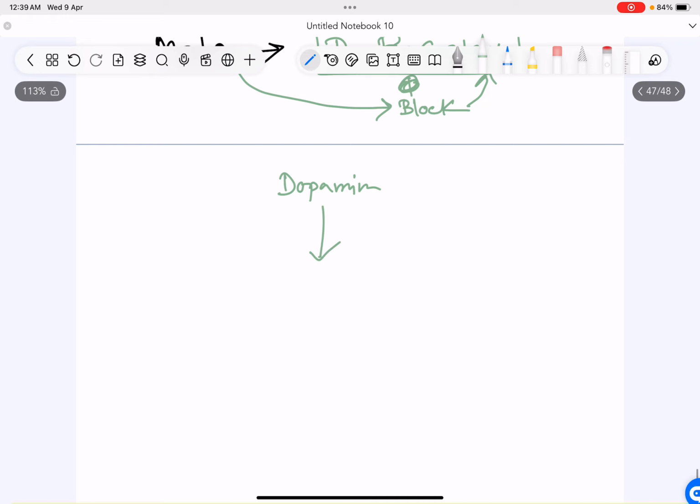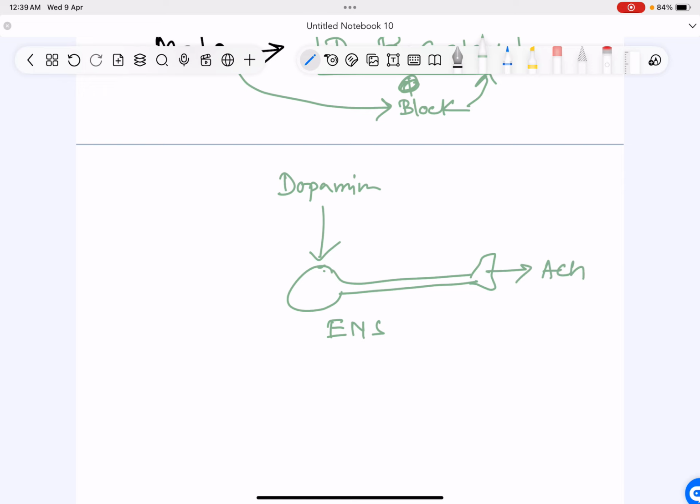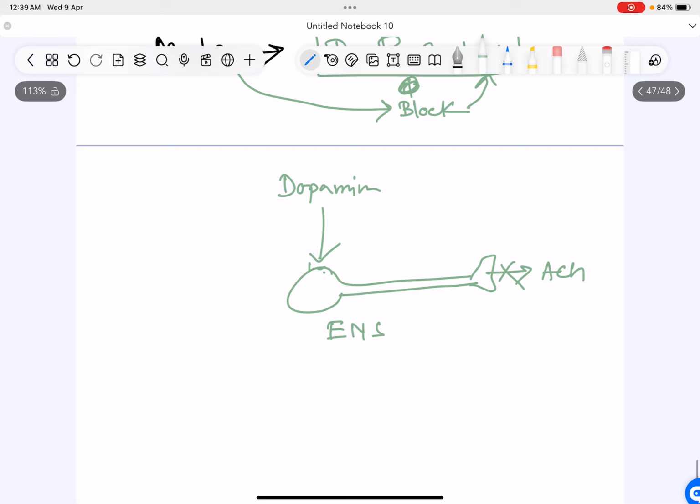Dopamine comes and binds with the neurons of the enteric nervous system and tells them to stop the release of ACh by interacting with the D2 receptor. If I block this D2 receptor, dopamine will not be able to bind, so ACh production will increase and peristalsis will increase.